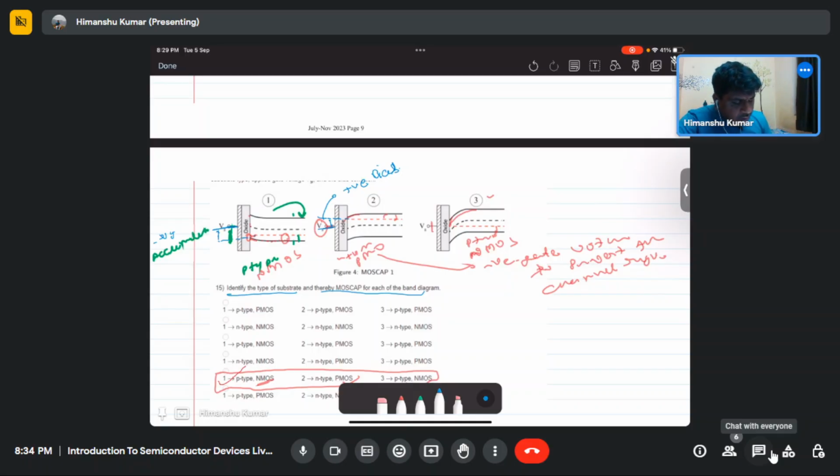And your bulk concentration was n-type. So basically this is also the case of accumulation, since your interface is becoming more and more n-type, which is the bulk majority charge carrier concentration. So this is also the case of accumulation.